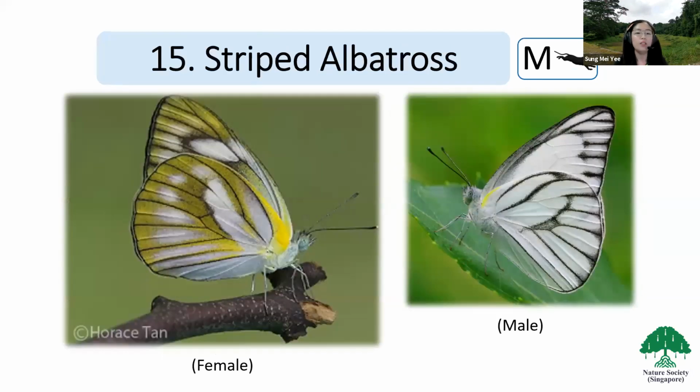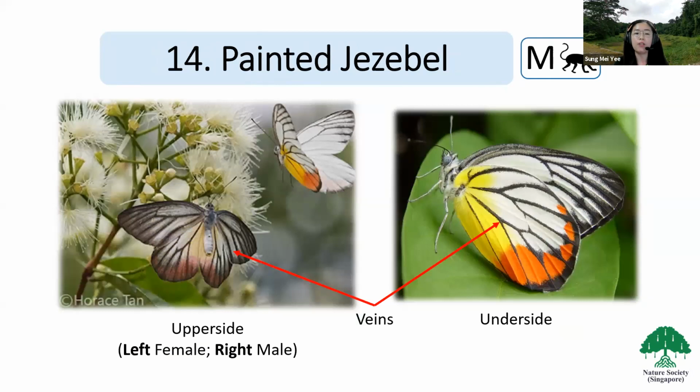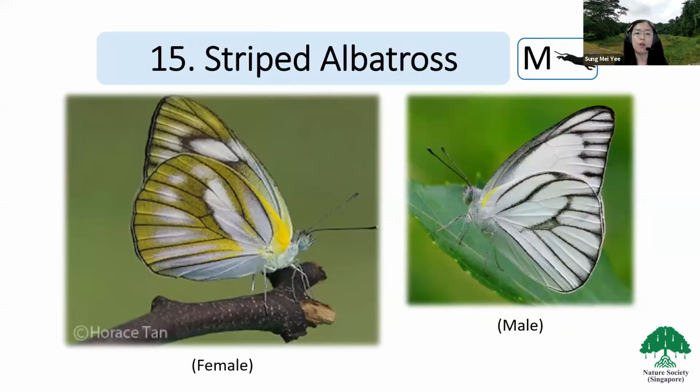Okay, another butterfly in this family is the striped albatross, also another white butterfly. If I compare the two, you can see they are both white with these prominent black veins, but their colors are a bit different. The male striped albatross is completely white, while for the female striped albatross, the black veins are highlighted with this yellow dust.